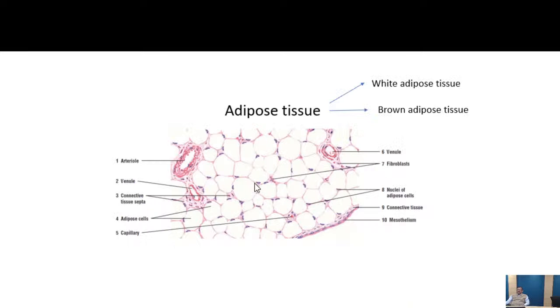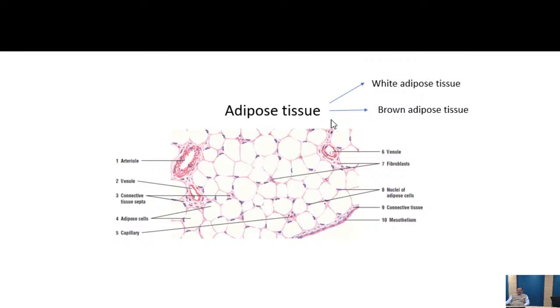Adipose tissue, you can see the cells are very large in size, and the nucleus is pushed to the periphery, and in the center there is a single droplet of fat. Now this type of fat is known as white adipose tissue. They are present in groups. They are present in the superficial fascia, in certain regions like the axilla, and they are also present around the viscera, and they are said to be supporting the viscera.